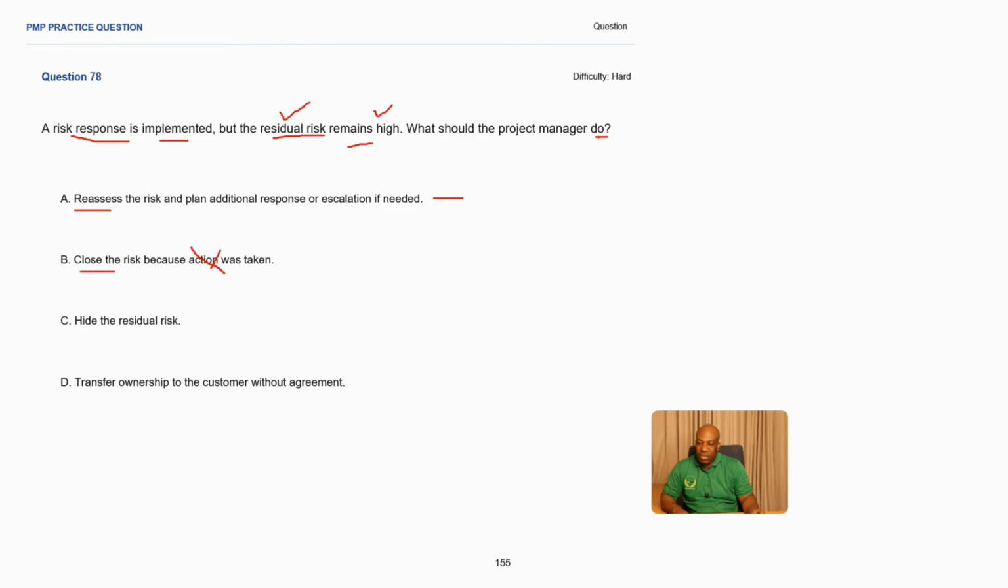Hide the residual risk. You don't hide anything in a project environment. You need to be transparent and honest. Then D, transfer ownership to the customer without agreement. You don't transfer without agreement. Engage. Always work with the customers. Always discuss with the customers on the best way forward, making this one an incorrect answer.